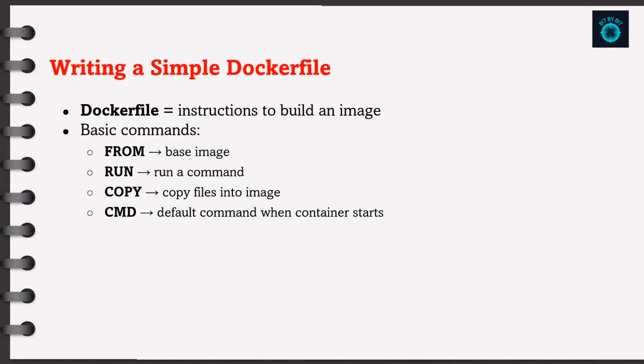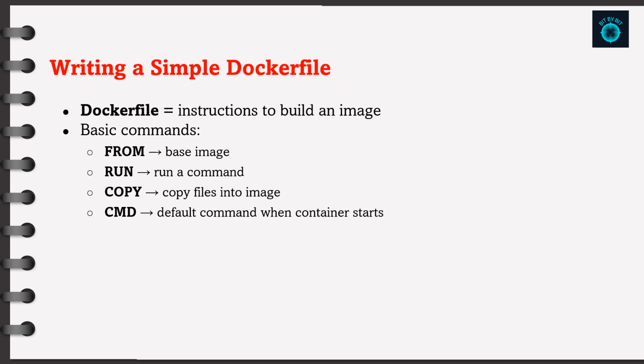Writing a simple Dockerfile. Until now, we have only used images created by others, like Ubuntu or Hello World. But in real projects, you often need to build your own image with your code inside. To do this, we write a file called a Dockerfile. A Dockerfile is just a plain text file with a set of instructions that Docker uses to build an image.